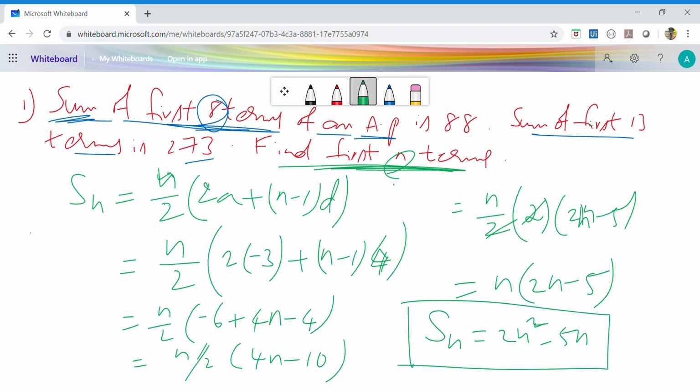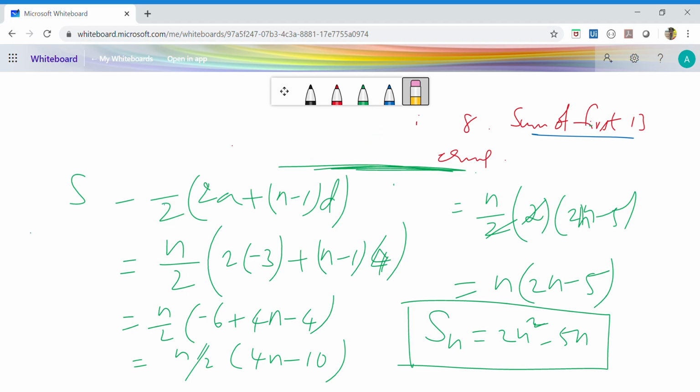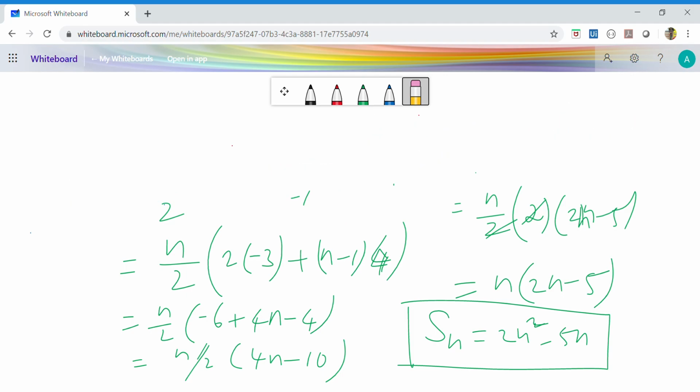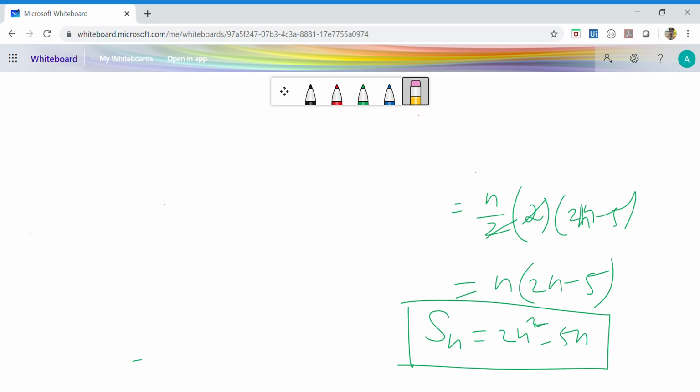This is the sum of the first n terms of that sequence, whatever sequence is given. Understood? So don't confuse the nth term and the sum to n terms. For the nth term, they will clearly give the nth term. Here they have given the sum of 8 terms of an AP and the sum of first 13 terms of an AP. So the sum of first n terms is asked, so you have to take Sn. Next, second question.